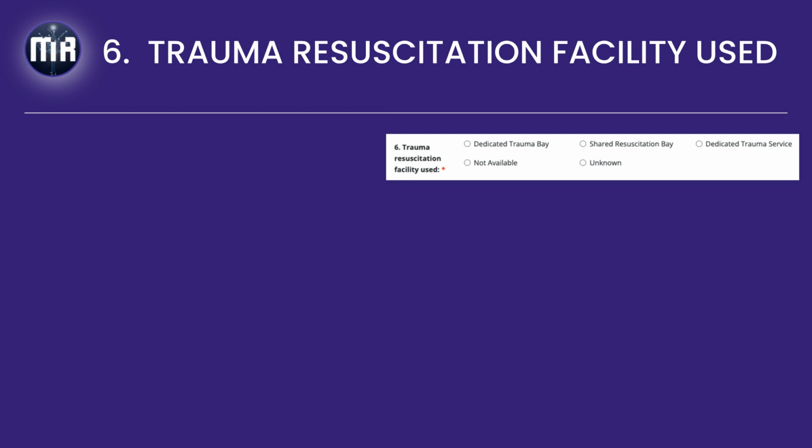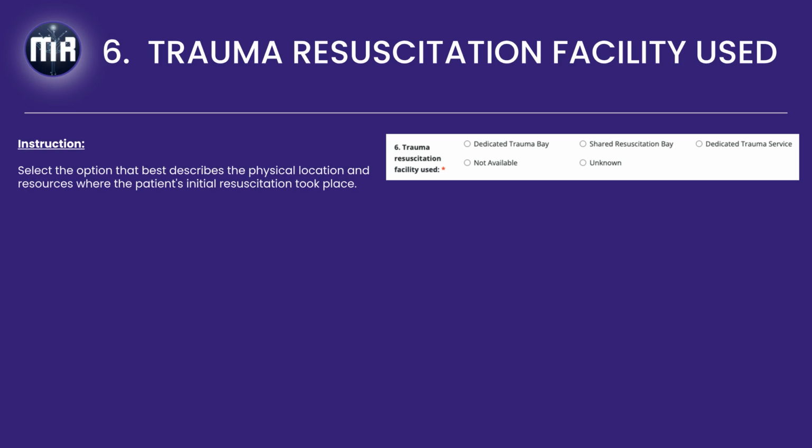Continuing with the patient's arrival, we now move to field number 6, trauma resuscitation facility used. This field is designed to capture a critical aspect of our hospital's structural readiness for trauma care. Your instruction here is to select the option that best describes the physical location and the resources where the patient's initial resuscitation took place. The source document for this information will be the emergency department's physician or nursing notes, or the resuscitation flowchart, which often documents the location of care.